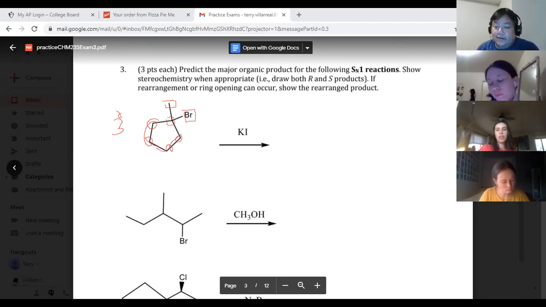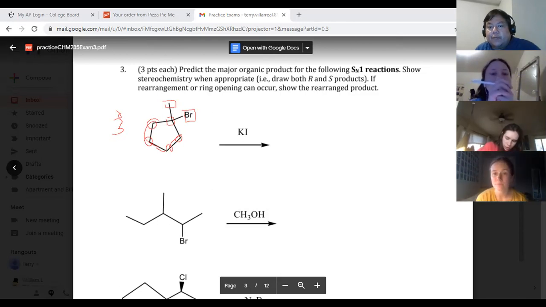So is that a stereocenter? No. So then, since it's not a stereocenter, how many products are you going to get? Just the one. If it's an SN1 and it's not a stereocenter, you get 1 product. If it's SN1 and it is a stereocenter, how many products do you get? 2.